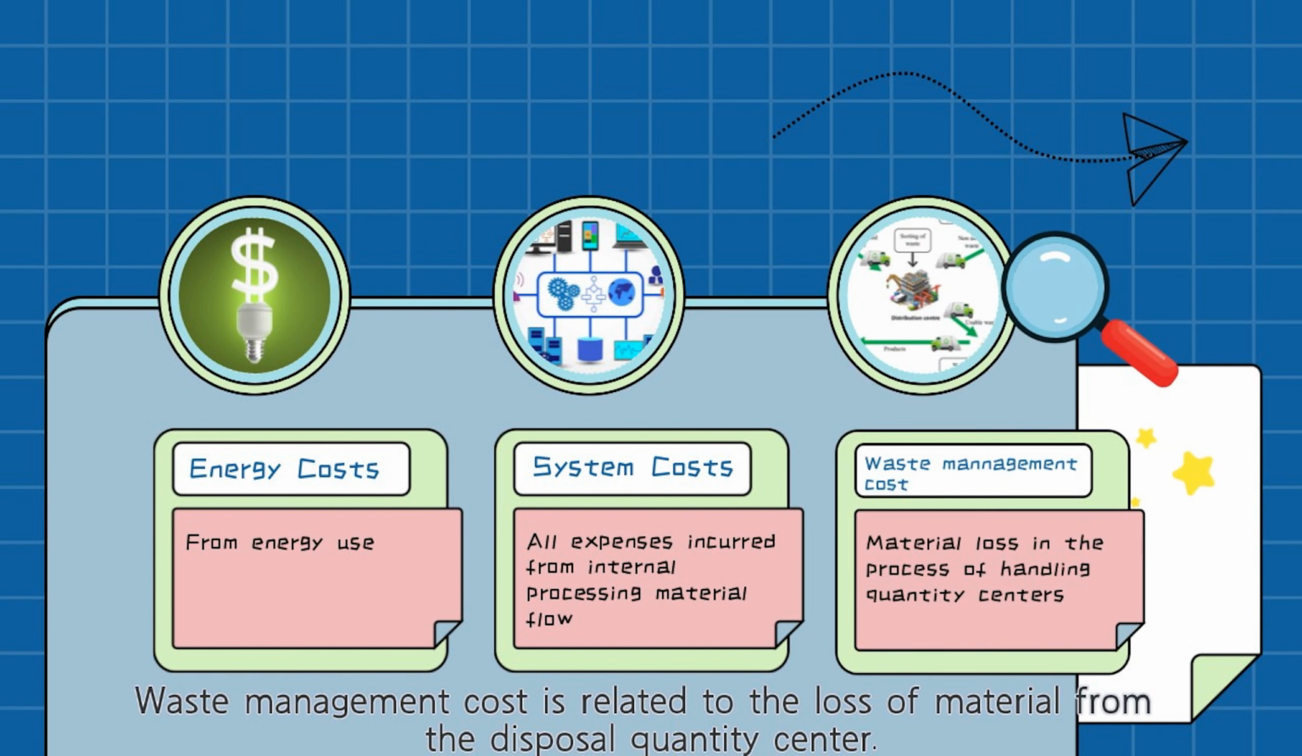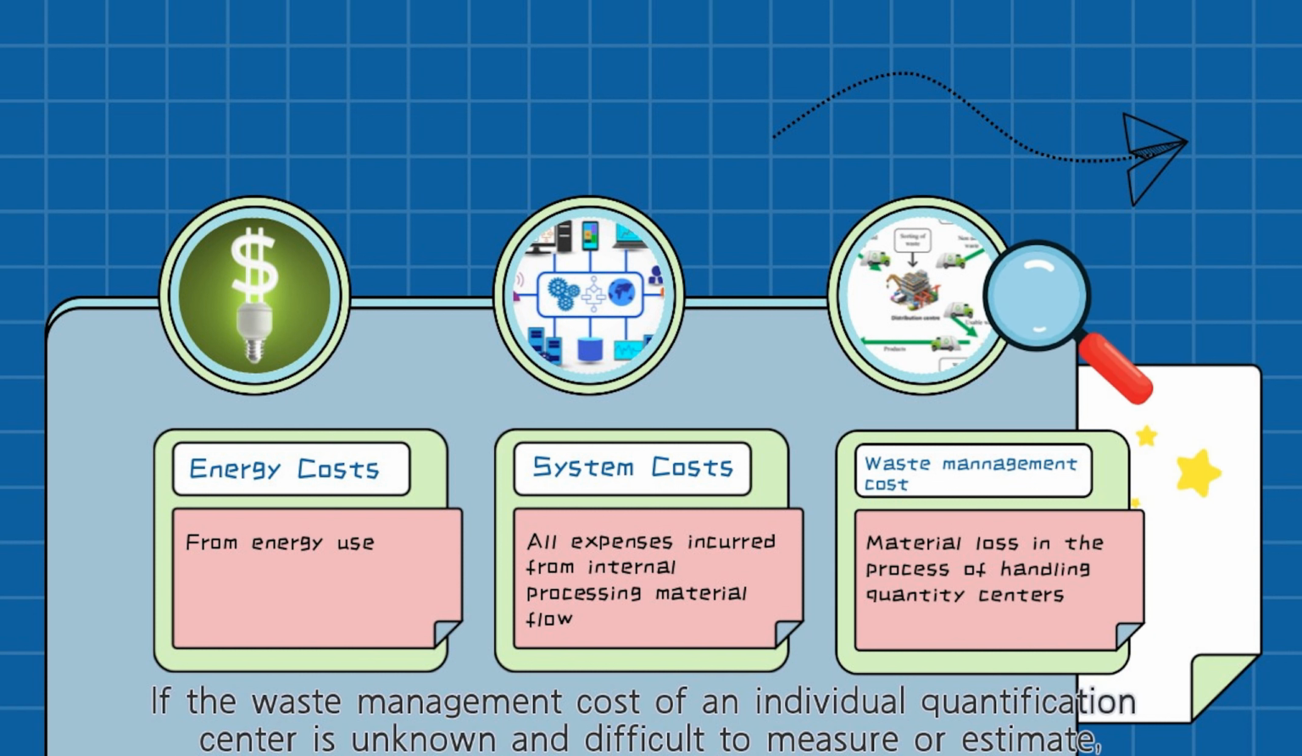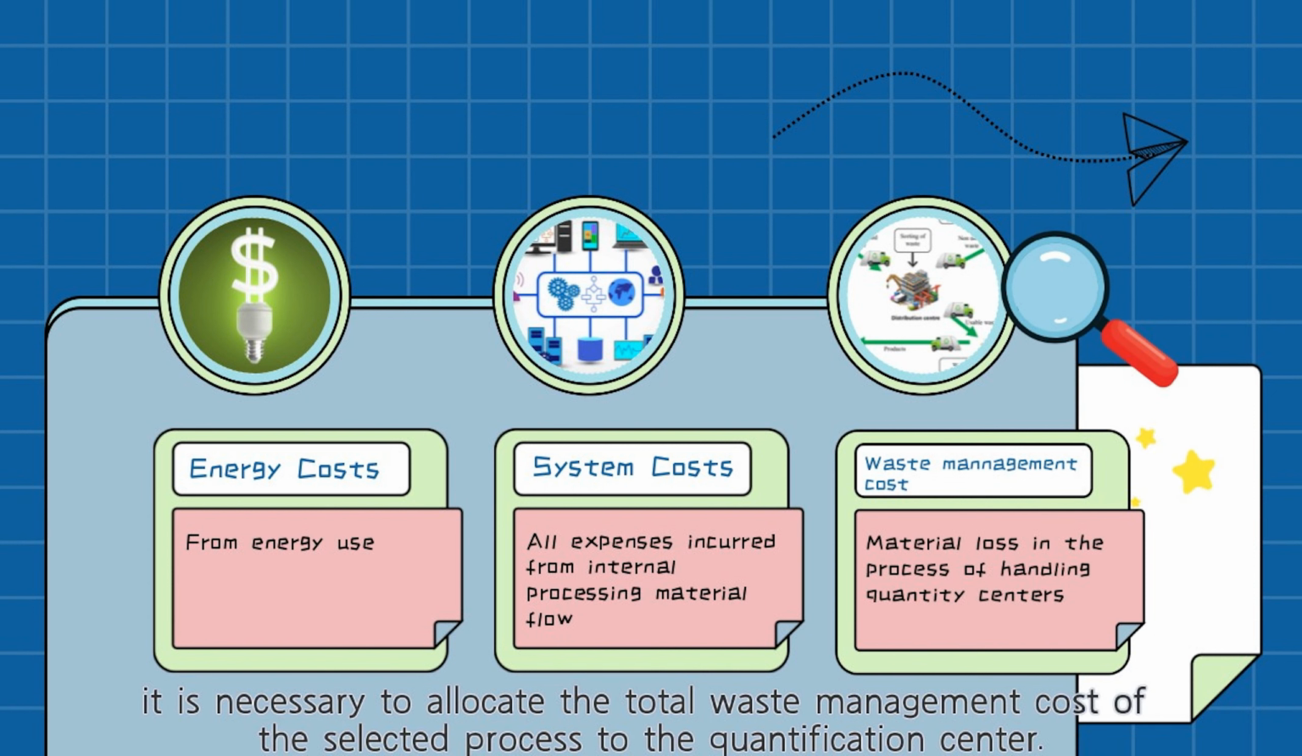Waste management cost is related to the loss of material from the disposal quantity center. Waste management costs associated with each quantity center should be quantified. If the waste management cost of an individual quantity center is unknown and difficult to measure or estimate, it is necessary to allocate the total waste management cost of the selected process to the quantity center.